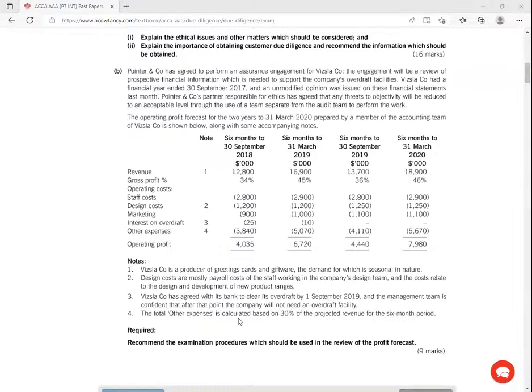Then I'm told here, the other expenses are calculated based on 30% of projected revenue for the 6 months period. So there's no problem. This is an assumption that they have here. So I'll also check whether this 30% is a reasonable assumption, right? And for me, I'll be able to get some procedures. So if it's reasonable, I'll be able to recast, I'll be able to recalculate the figures. These other expenses, 3840. So this 3840 is 30% of the revenue. They have given me the procedure. I'll be able to recast, I'll be able to calculate myself.